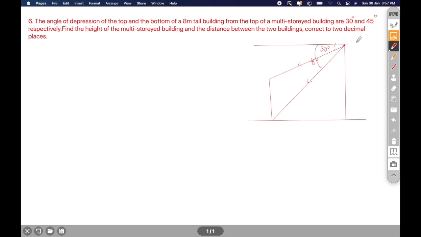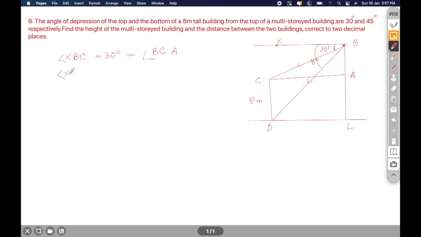So if the multi-storied building is BL and the shorter building is CD, which is 8 meter, then angle XBC, that is 30 degree, should be equal to angle BCA. Suppose now what is A here? We have to draw a line parallel to the ground so that we have the point A here. Now showing the angle of depression is a must to fetch full marks for this question.